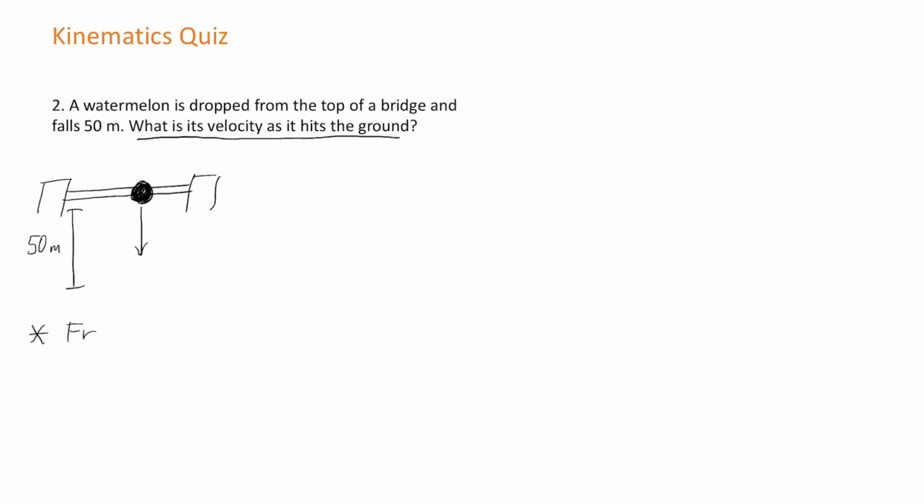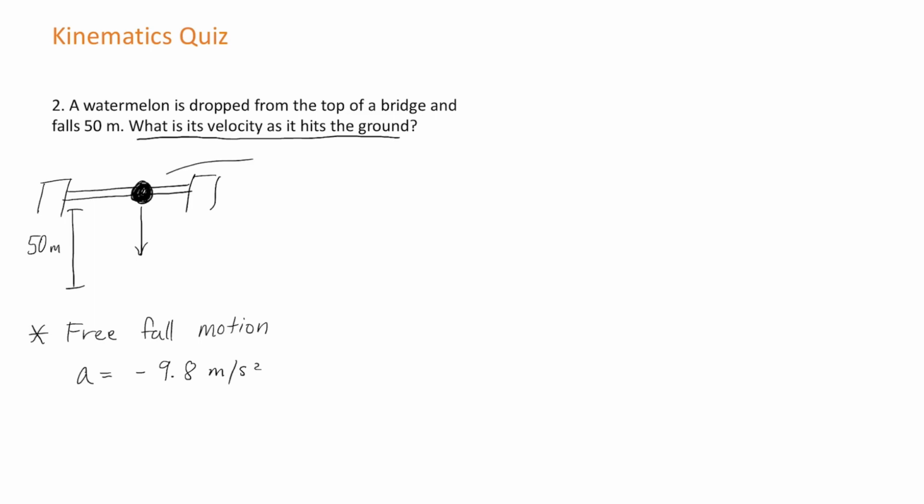Before we jump into solving, I hope you understand that this is free fall motion. I know that because the only force acting on the watermelon as it falls is gravity. So that means the watermelon is accelerating due to gravity. And that acceleration is always equal to negative 9.8 meters per second squared.